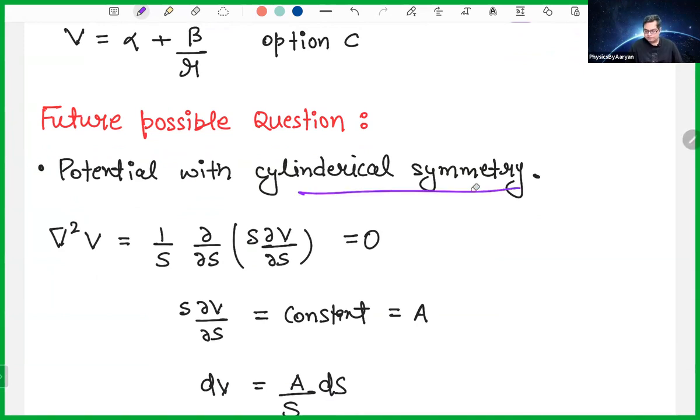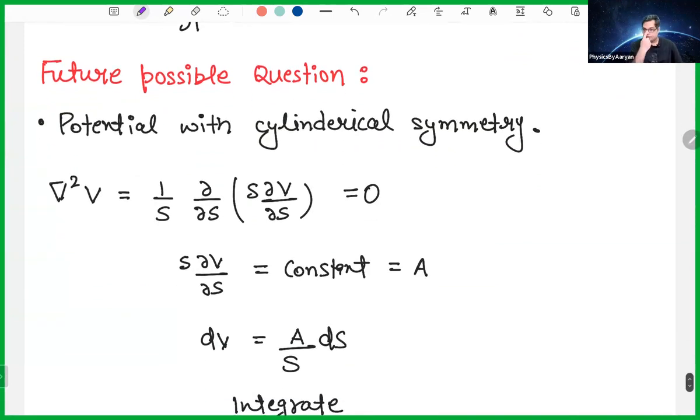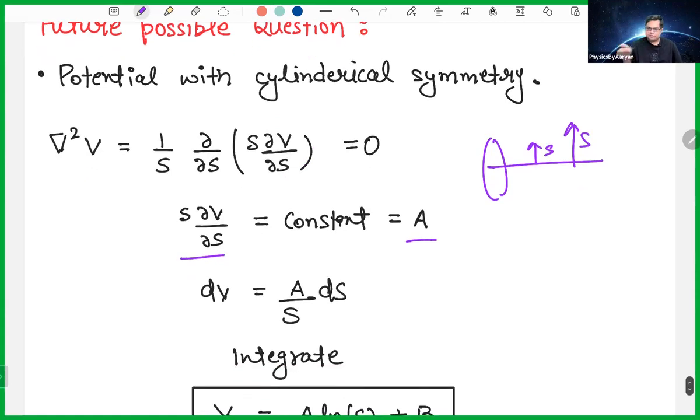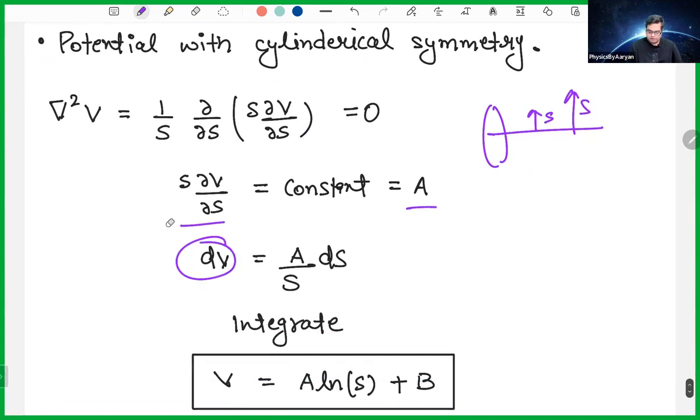So potential with cylindrical symmetry, then again, we will begin with the same thing. What is del square V in cylindrical coordinates? So it is 1 by S, where S is the distance from the axis. Right? How far you are from the axis? 1 by S, del by del S of S into del V by del S should be equal to 0. Since this is 0, this thing will be constant because the derivative of a constant is 0. So if this is constant, let's call it A. And then again, separate the variables. So on this side, you will have dV. On this side, you will have A by S into dS.